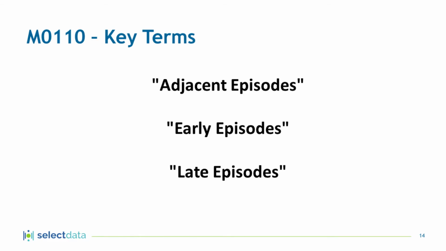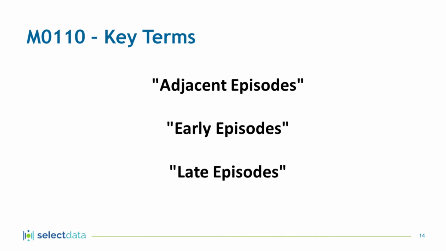M0110 key terms: adjacent episodes, early episodes, and late episodes. The word adjacent means that there was no gap between Medicare covered episodes of more than 60 days. Periods of time when the patient is outside a Medicare payment episode but on services with a different payer, such as an HMO, Medicaid, or private pay, are counted as gap days when determining the sequence of Medicare payment episodes.